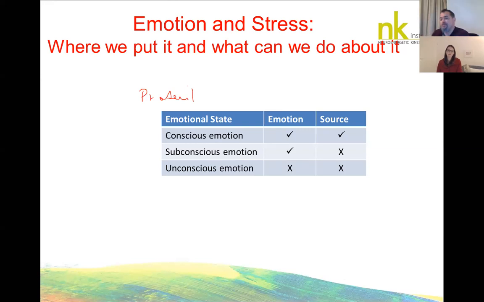So conscious emotions is I know I'm emotional and I know why I'm emotional. Bewusst heißt, ich weiß, ich bin emotional und ich weiß warum. Subconscious emotion, I know I'm emotional and I don't know why. Und vorbewusst heißt, ich weiß, ich bin emotional, aber ich weiß nicht warum. And unconscious emotion is I don't know I'm emotional and I certainly don't know why. Und unbewusste Emotion heißt, wir haben hier die X in beiden Fächern, also ich weiß nicht, dass ich emotional bin und ich weiß auch nicht warum.